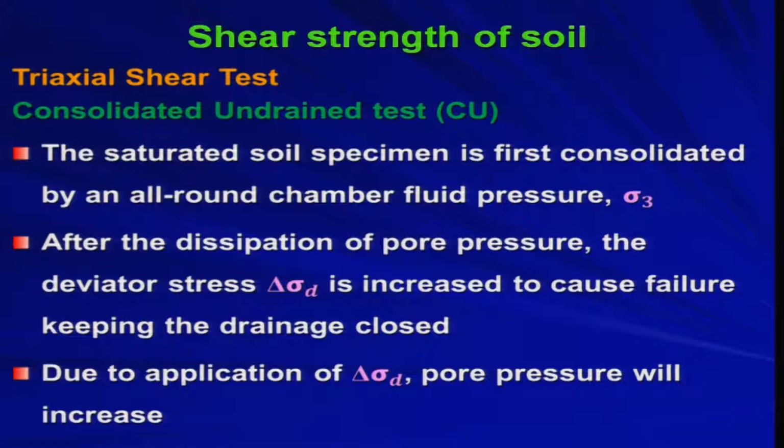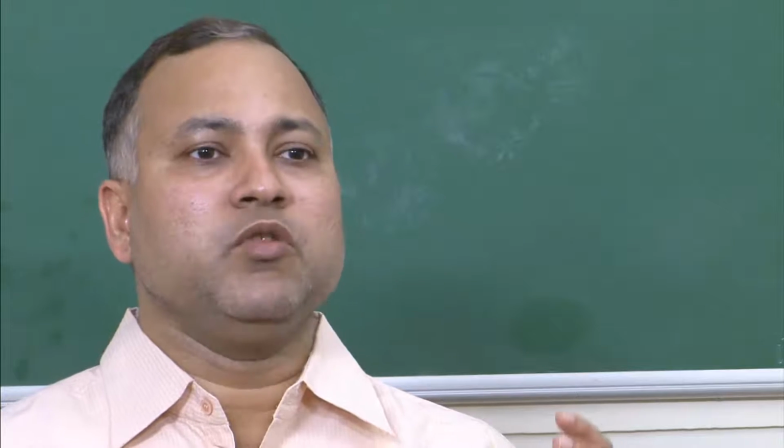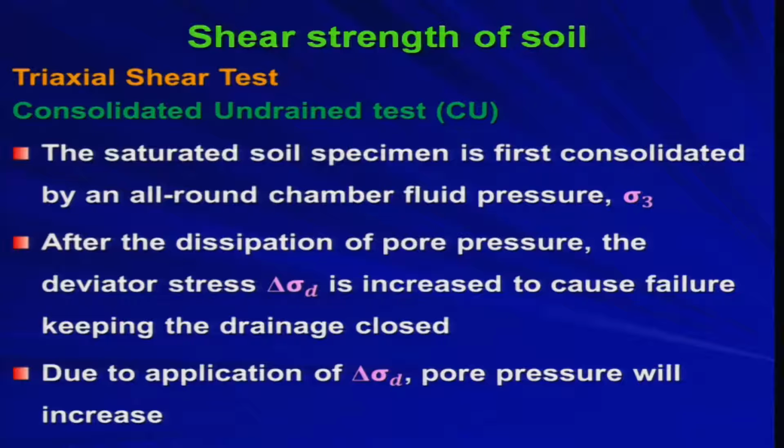Now, in the consolidated undrained test, the saturated soil specimen is first consolidated by an all round chamber fluid pressure sigma 3. It is very similar to your consolidated drained test. In that situation also you start with the initial consolidation with the cell pressure. The same thing is done in the consolidated undrained test. That is why the name is consolidated. That means you are consolidating whatever soil sample you are putting inside the triaxial test apparatus.